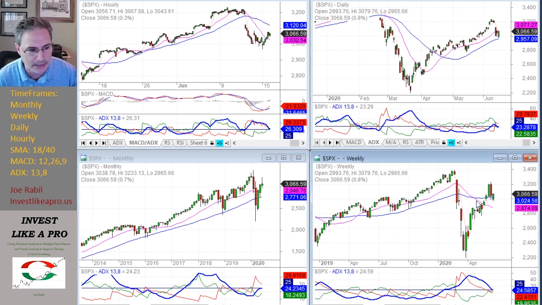If I look at the weekly, the 18 is below the 40. The 40 is more flat than down, but the 18 is clearly down. If I go to a daily chart, the 18 is above the 40 and both lines are rising right now, although the 18 on the daily is starting to lose a little bit of slope. And if I go to the hourly chart, the 18 is below the 40 and the 40 is certainly declining. The 18 is starting to flatten out.